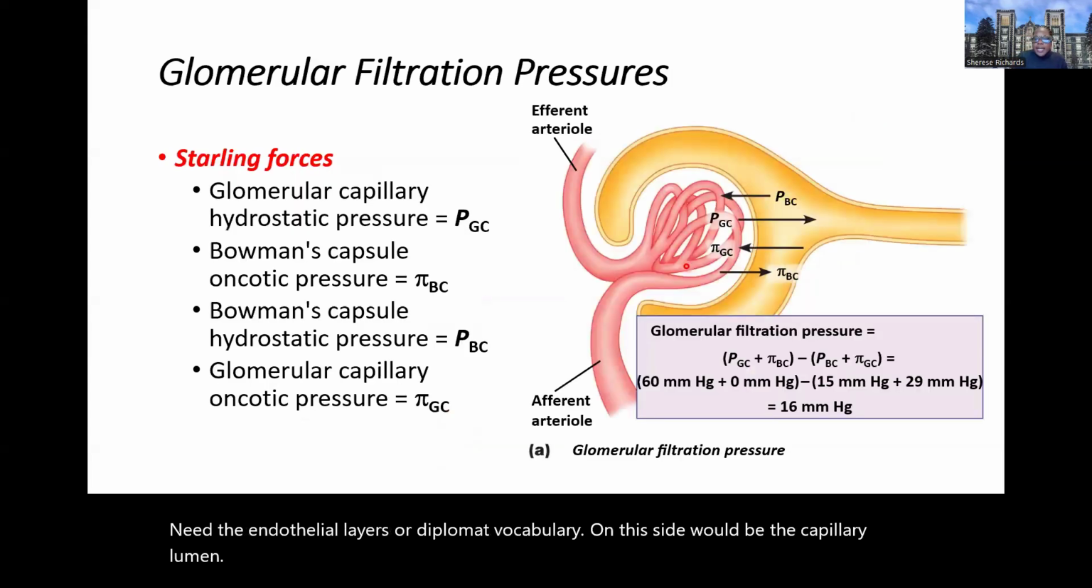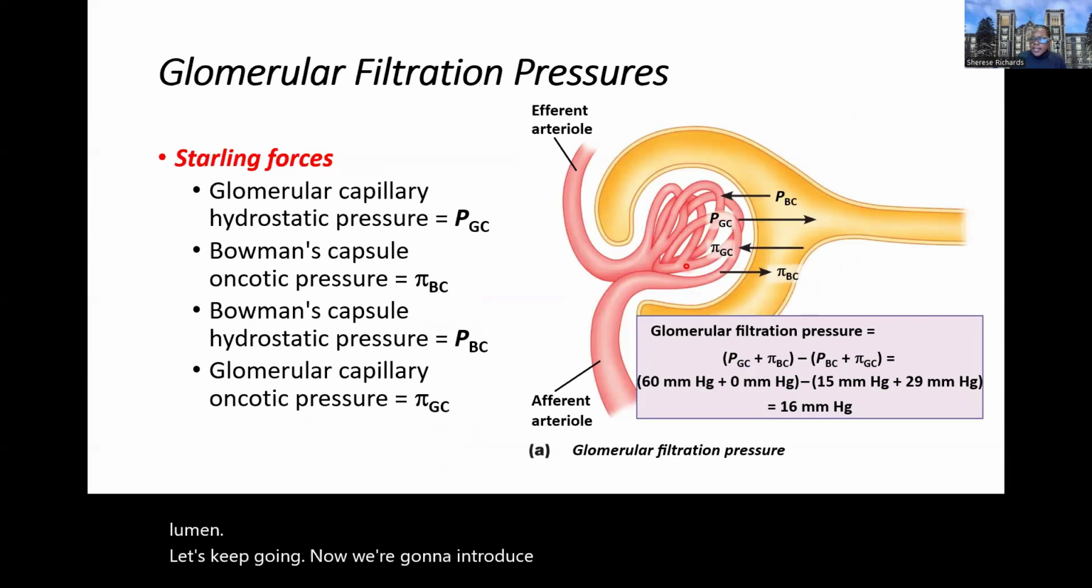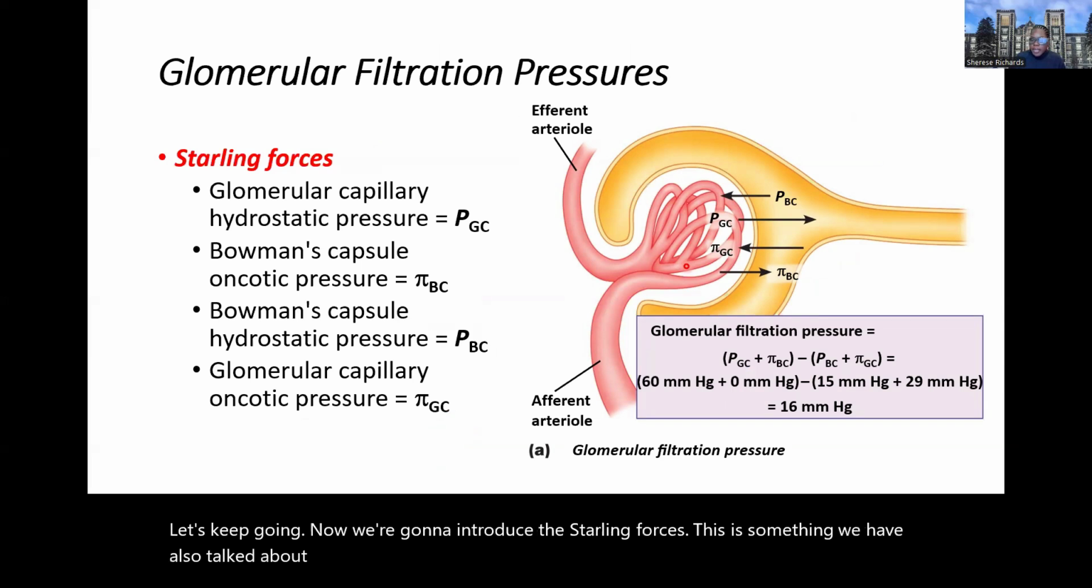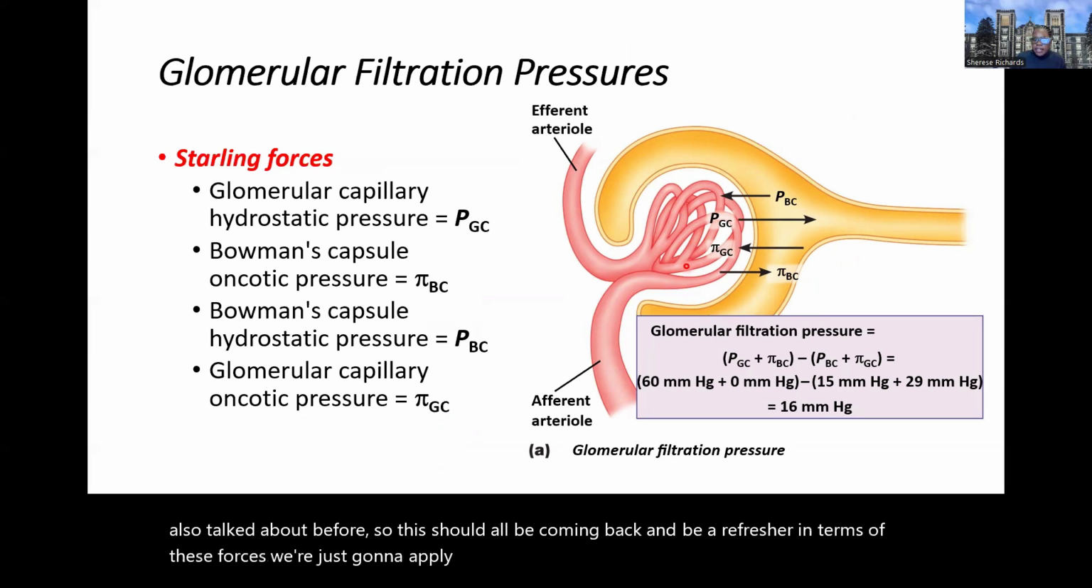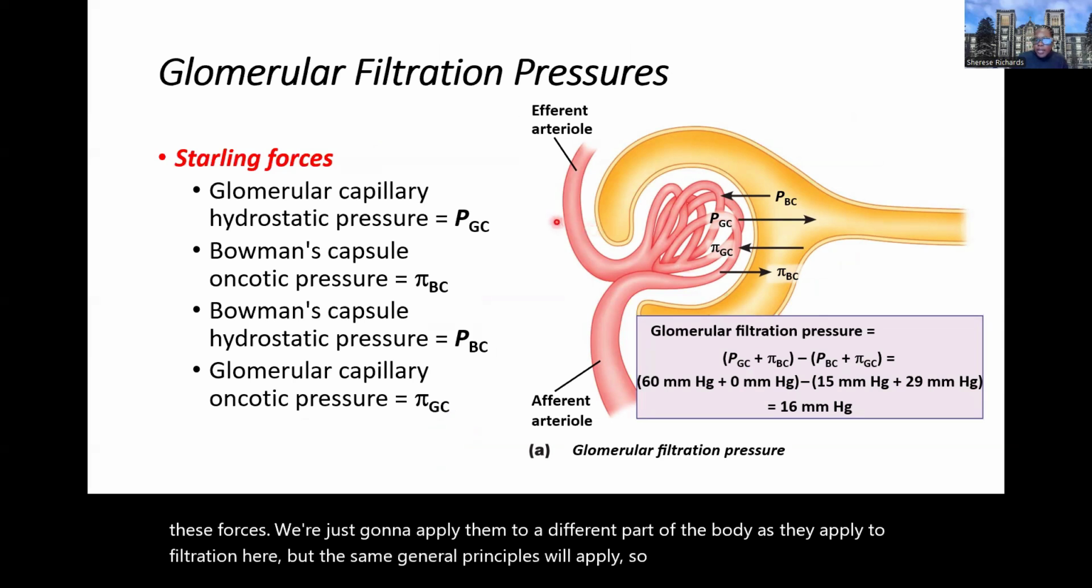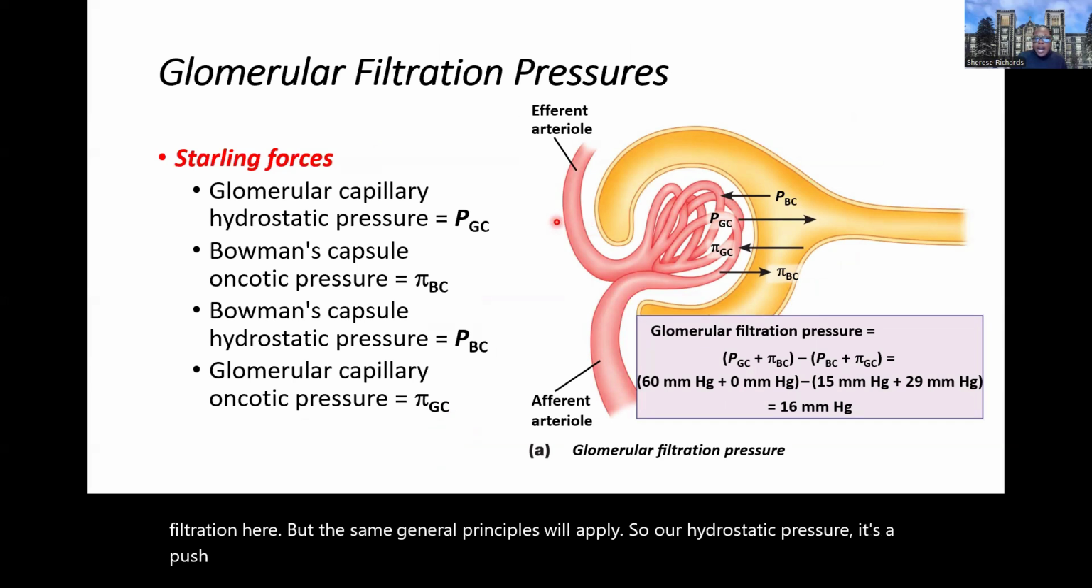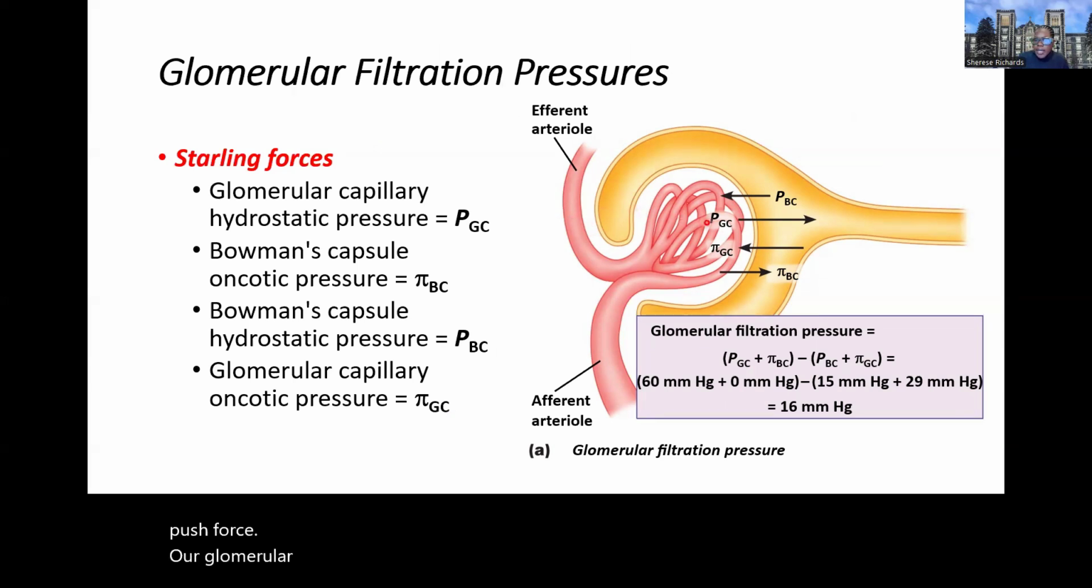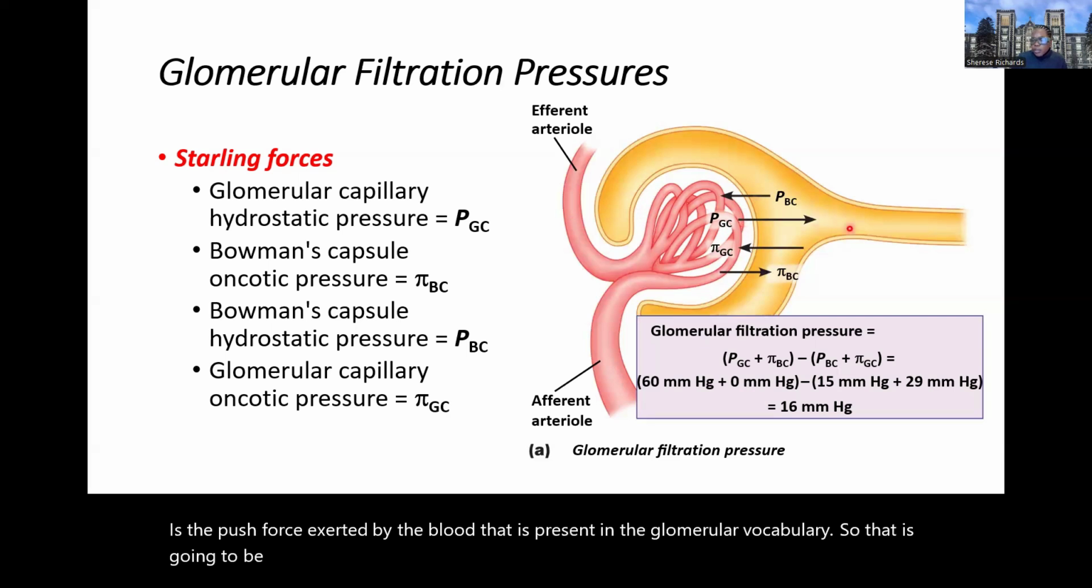Let's keep going. Now we're going to introduce the Starling forces. This is something we have also talked about before. So this should all be coming back and be a refresher in terms of these forces. We're just going to apply them to a different part of the body as they apply to filtration here. But the same general principles will apply. So our hydrostatic pressure, it's a push force. Our glomerular hydrostatic pressure is the push force exerted by the blood that is present in the glomerular capillaries. So that is going to be having an outward direction from the glomerular capillaries into the Bowman's capsule.